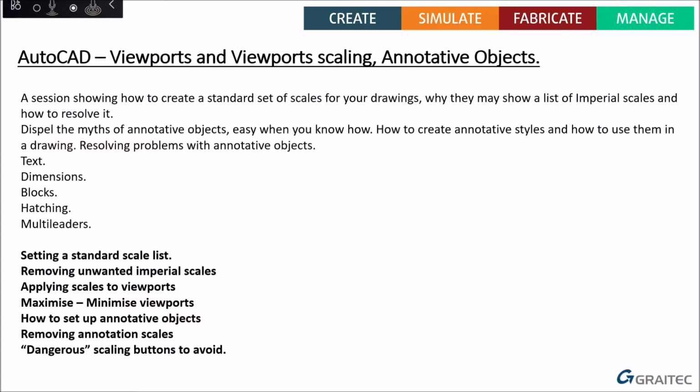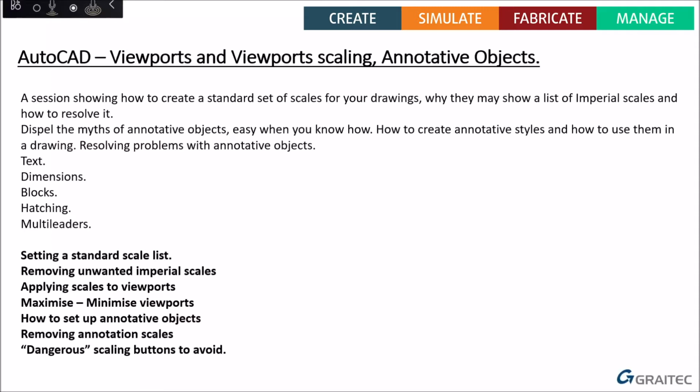And then Annotative Objects. Annotative Objects have been in AutoCAD for quite a few years, and it's still difficult to say Annotative Objects, but I'm getting there. You can mess it up really quickly if you don't know what's going on. After this session, I'm hoping you'll take these Annotative Objects on board. It is easy when you know how they work, but it is also very easy to mess them up if you give your drawing file to somebody else who doesn't know how to use them. So that's one of the drawbacks of Annotative Objects.